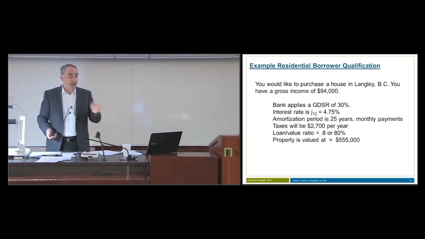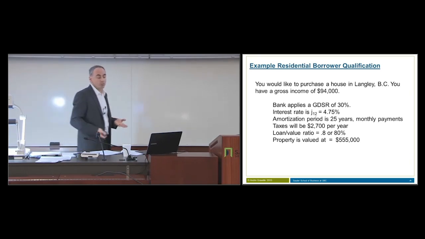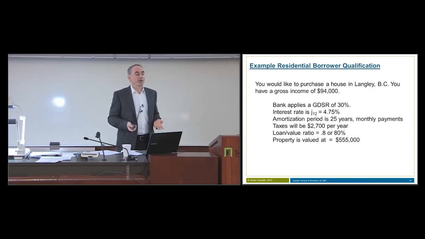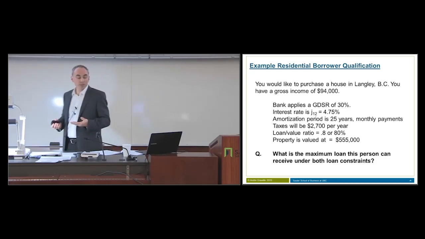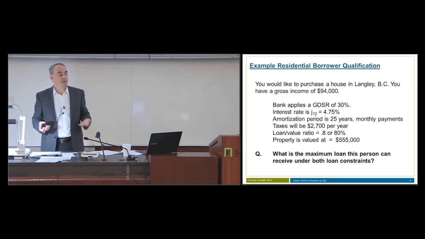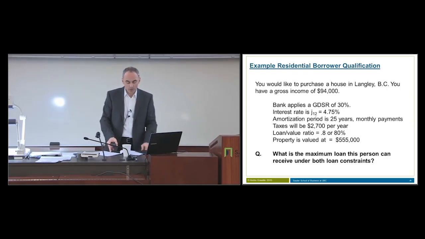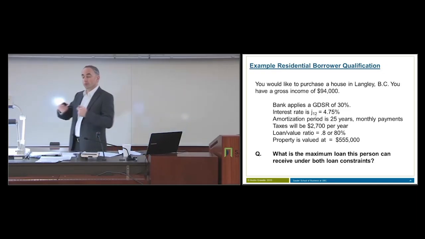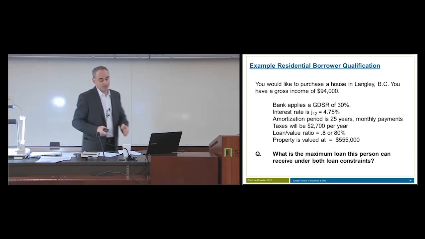Property taxes are $2,700 per year. The loan-to-value ratio is 0.8, or 80%. And the property is valued at $555,000. The question is, what is the maximum loan this person can receive under both loan constraints? Okay. So we'll go through and we'll look at this question. We'll look at both loan constraints, loan-to-value ratio, and gross debt service ratio. We'll determine two maximums, and then we'll choose the lower or the most constraining of the two constraints.